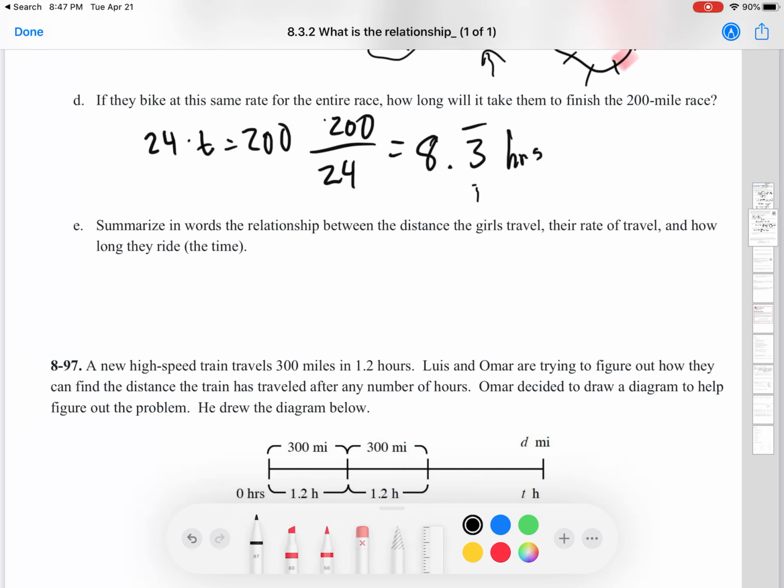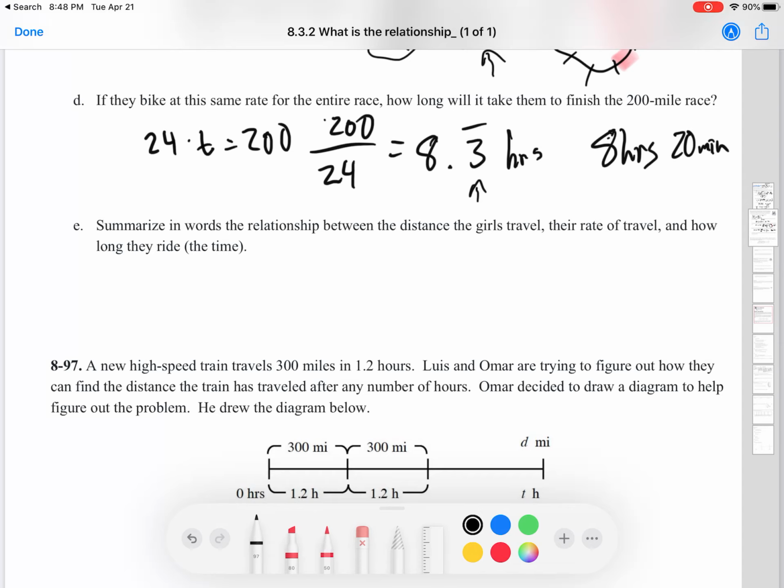This is also the fraction of 1/3, and 1/3 of an hour is taking basically our 60 minutes and dividing it by 3. So that'll be 20 minutes. If we take 60 minutes and divide it by 3, we get 20 minutes, right? 20 minutes. There we go.